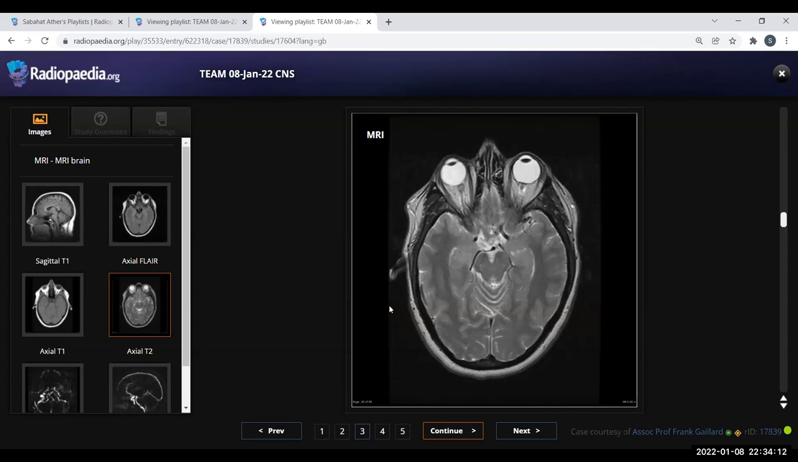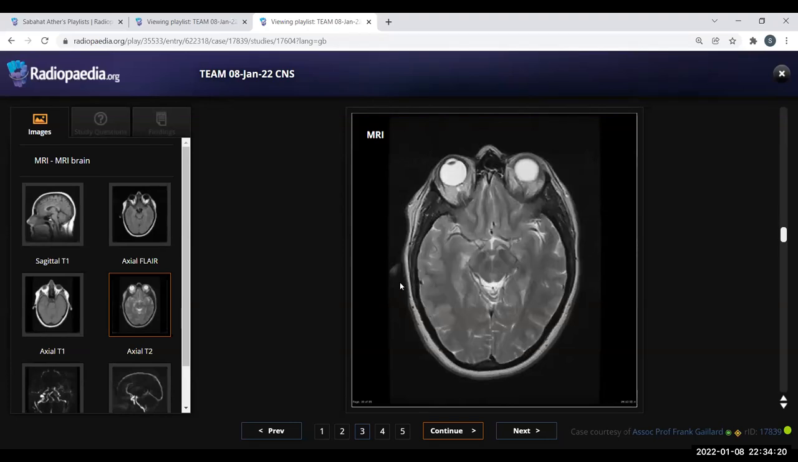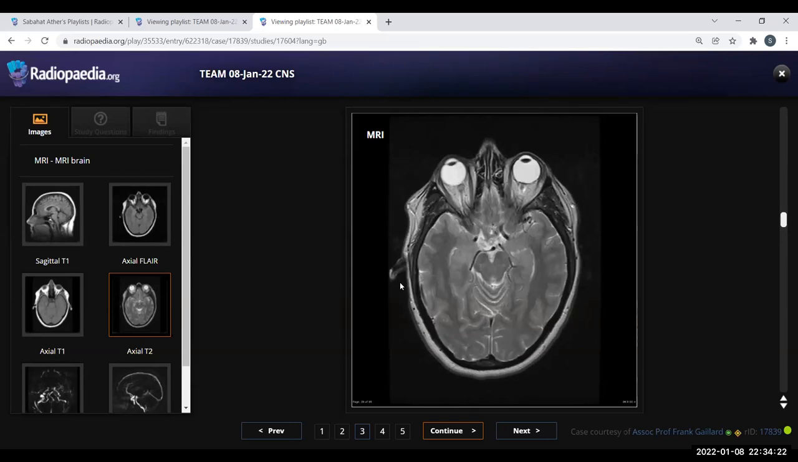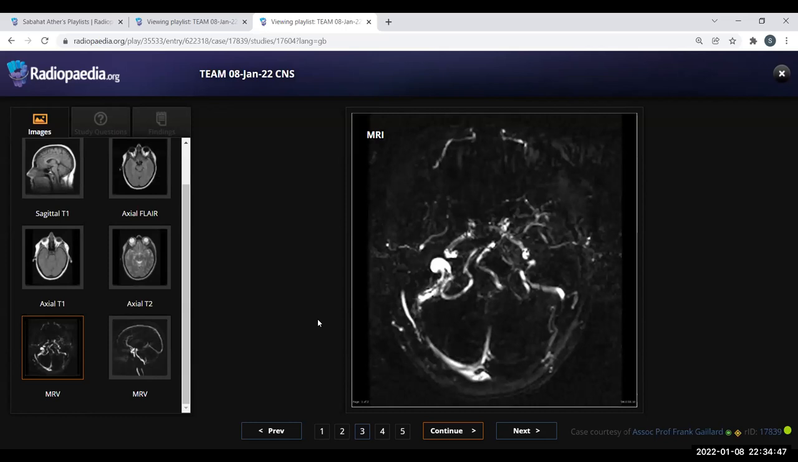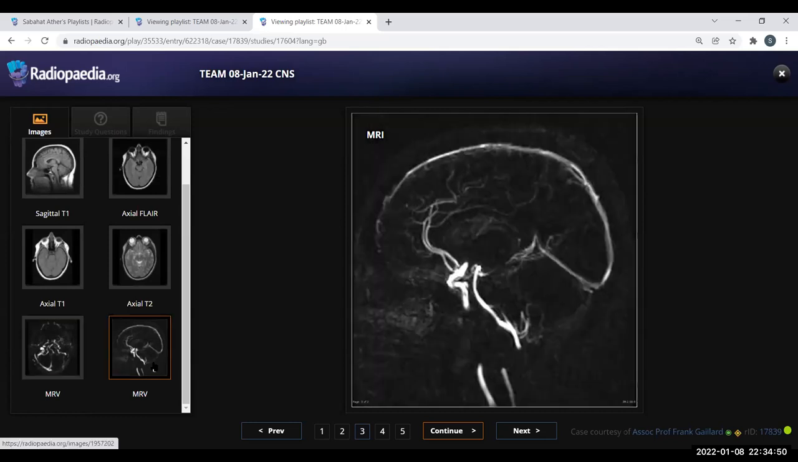Do you need anything else? Any specific series, any specific sequence to make the diagnosis? I think this is hypertension. Which series should I need? I'm just thinking about it. No problem. You have given me all the right findings. Just one more thing for which you need a specific sequence. The interpeduncular space, maybe. Let me be a kind examiner. Go ahead.